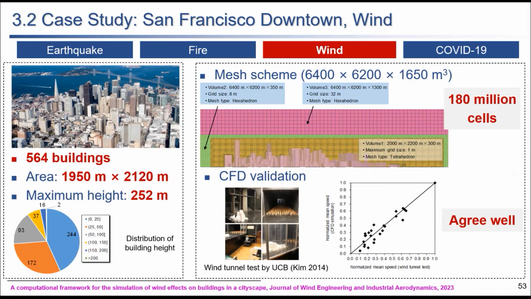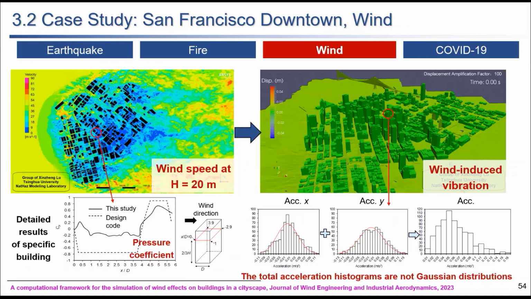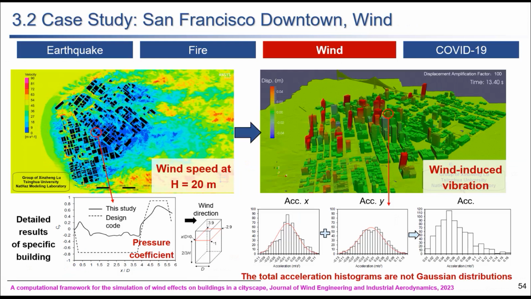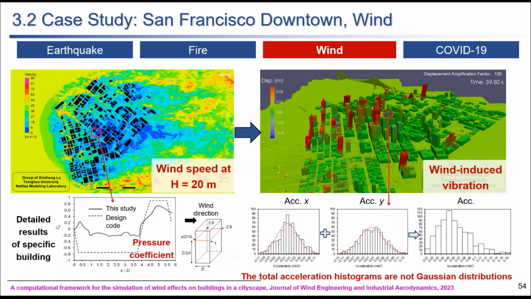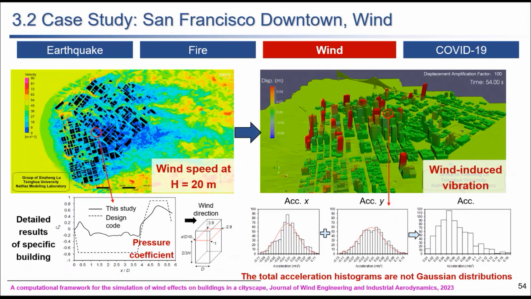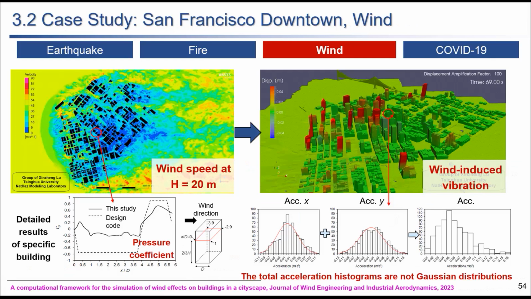This is the tall building in the downtown area of San Francisco, and we generate the CFD model of this area. Of course, we validate our model with some wind tunnel test. And here we can see that the wind goes through the building. We can clearly see how the wind goes through these different buildings, and under this time-changing wind pressure, we can clearly see the shaking of the building.